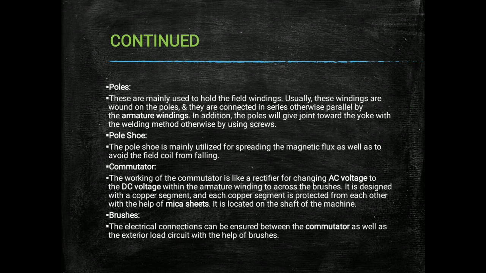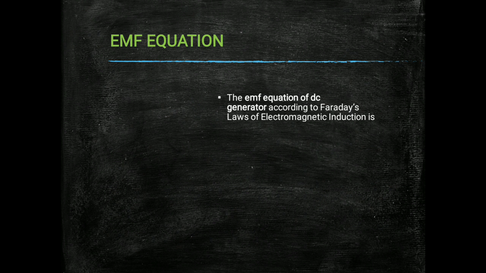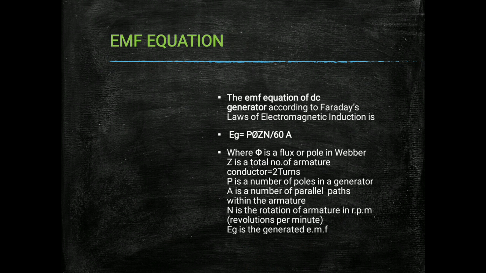Now the next slide is the EMF equation. The EMF equation of a DC generator, according to Faraday's laws of electromagnetic induction, is Eg equals PφZN by 60A, where φ is the flux per pole in Weber, Z is the number of conductors equal to 2 into turns, P is the number of poles in a generator, A is the number of parallel paths within the armature, N is the rotation of the armature in RPM, and Eg is the generated EMF.